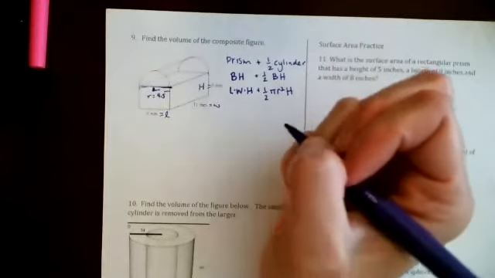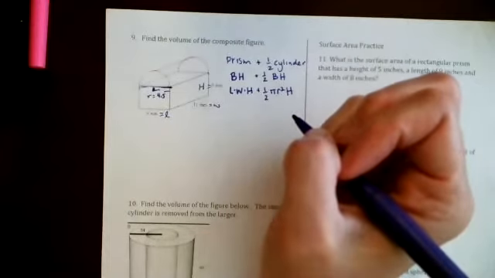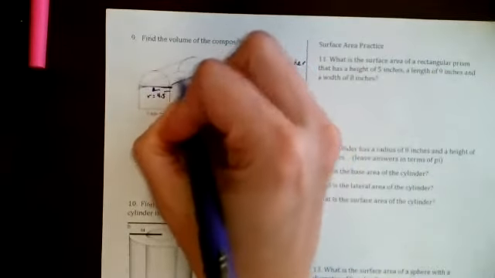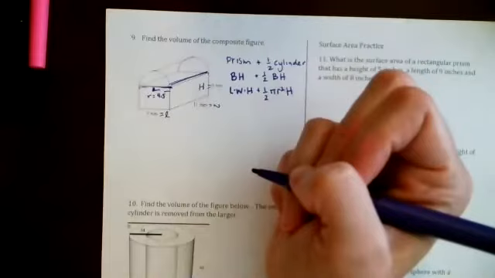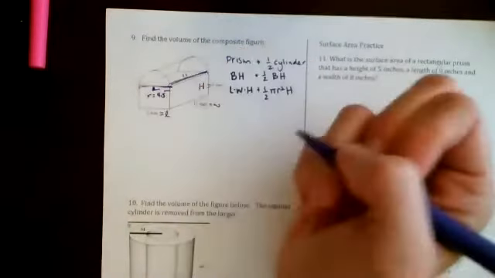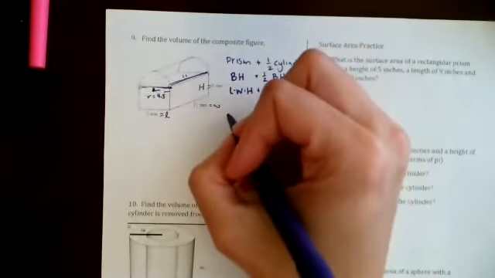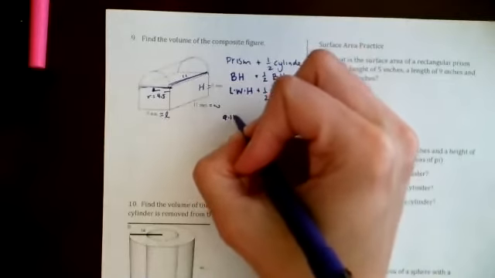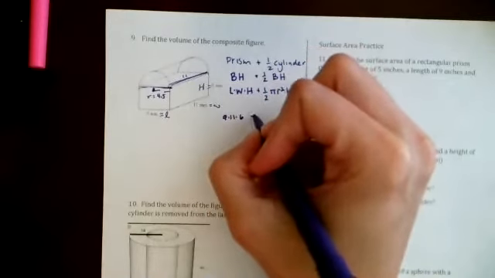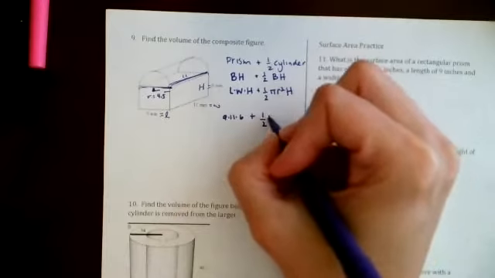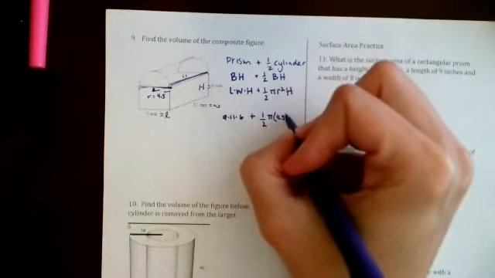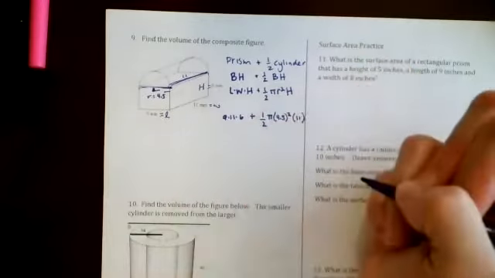The height of my cylinder is going to be the distance between the bases. So that's going to be 11. So here I'm going to go 9 times 11 times 6 plus half of pi times 4.5 squared times 11.